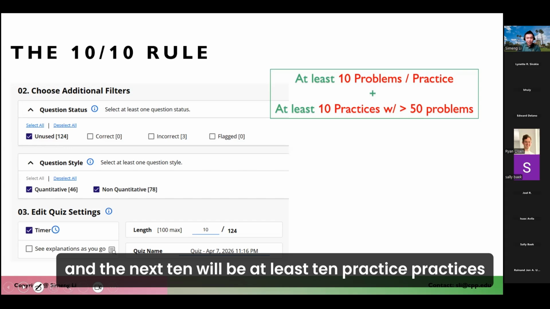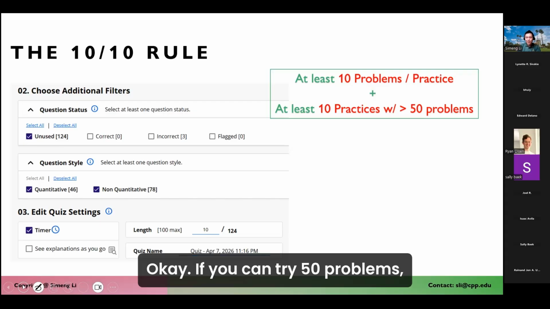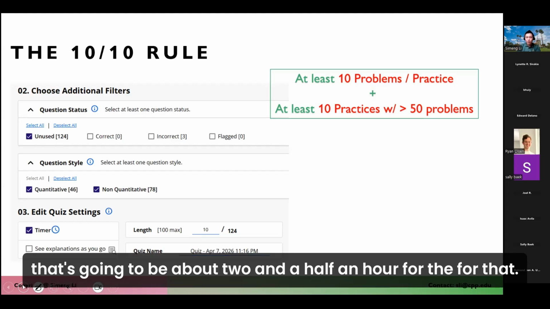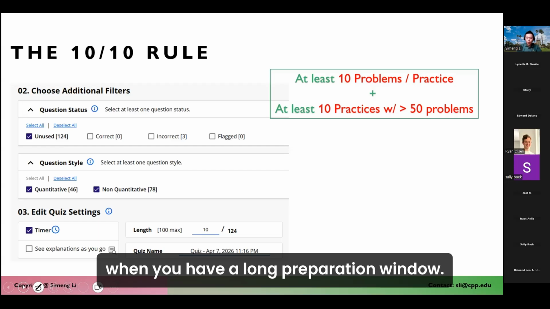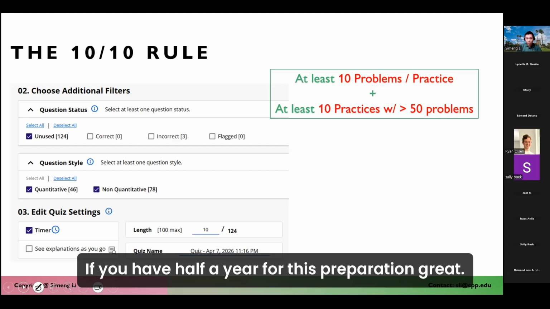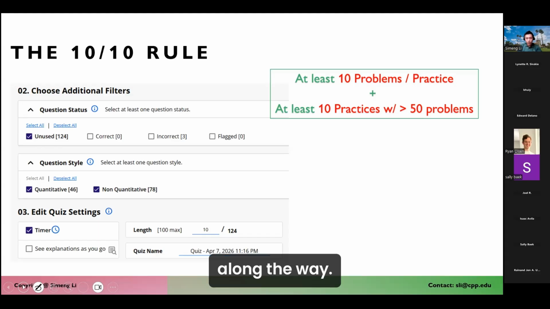And the next 10 will be at least 10 practices before your final exam. Okay, if you can, try 50 problems, that's going to be about 2.5 hours. Okay, that's the situation when you have a long preparation window. If you have half a year for this preparation, great. You can definitely plan for 10 practices with 50 problems along the way.